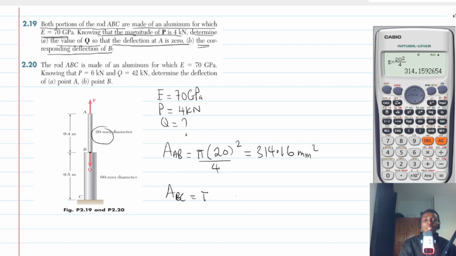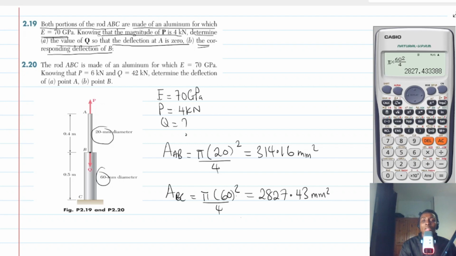So the area of BC is pi times the diameter, 60 squared over 4. So I'll just go ahead and change the 20 and make it 60. So what do we get? 2827.43 millimeter squared. So basically that is the area of BC. Okay, now we know the areas and then the force.